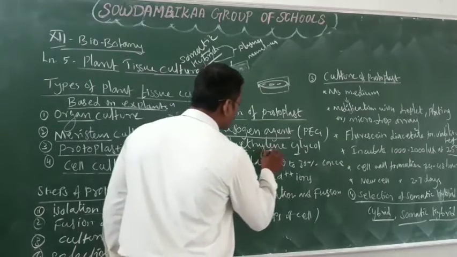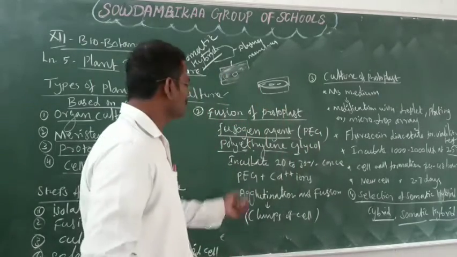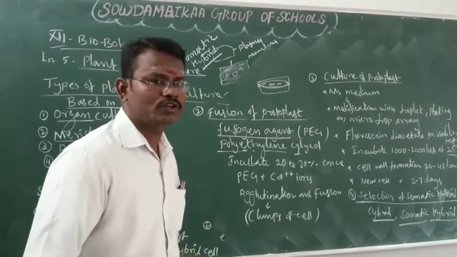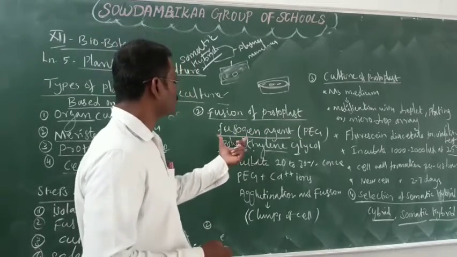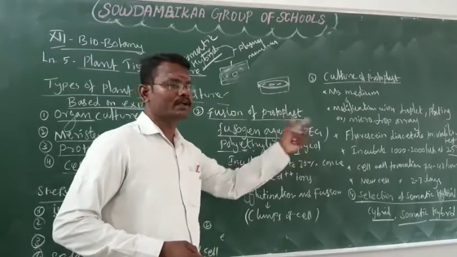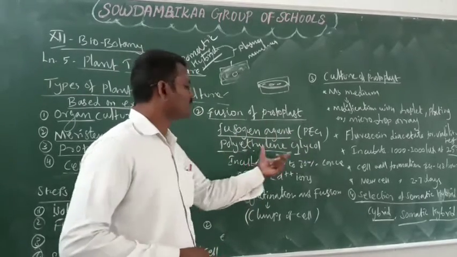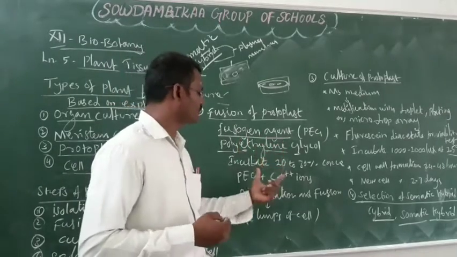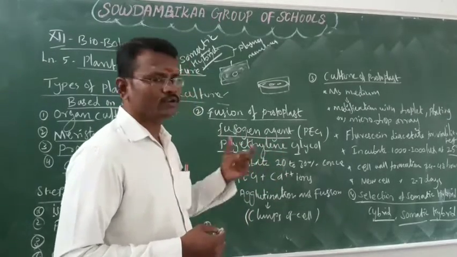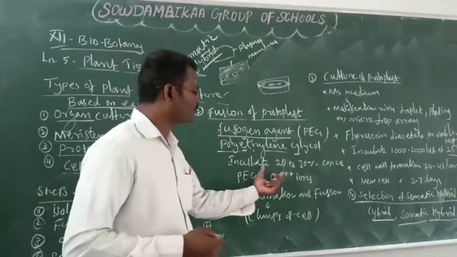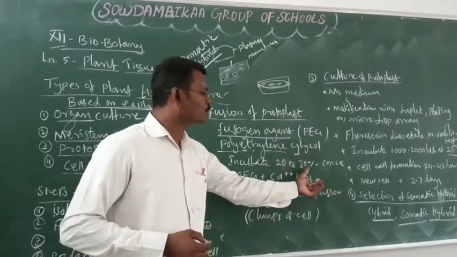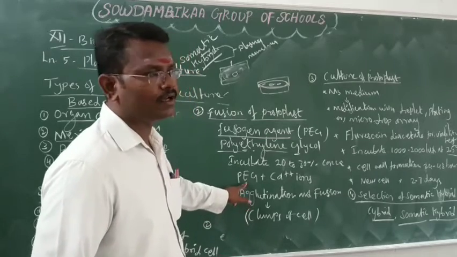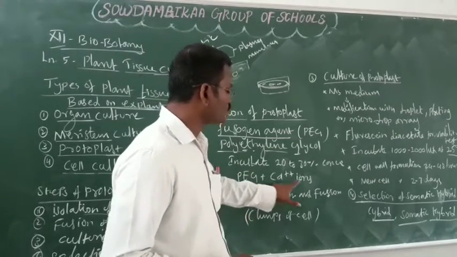Polyethylene glycol. Very important 1 mark question: which one is the fusogenic agent for protoplasts? Polyethylene glycol. This polyethylene glycol is used as a fusogenic agent. Next, the isolated protoplasts are incubated with 20 to 30% concentration of polyethylene glycol along with calcium ions.